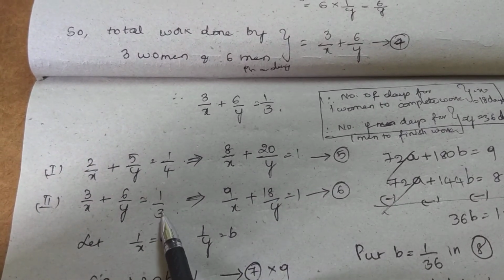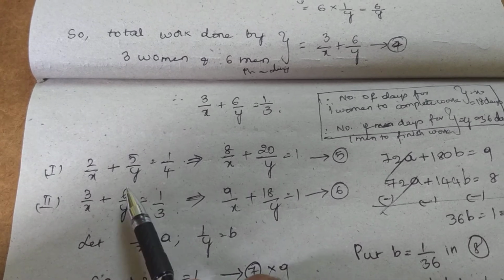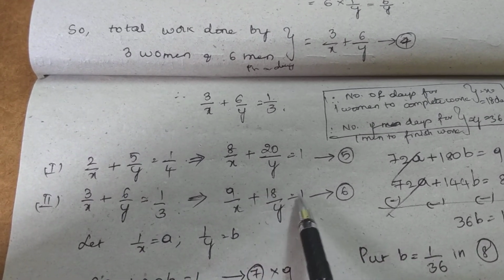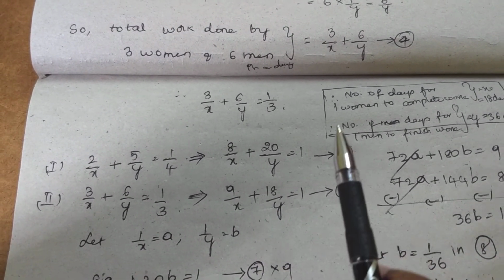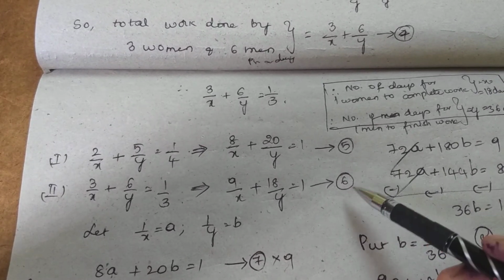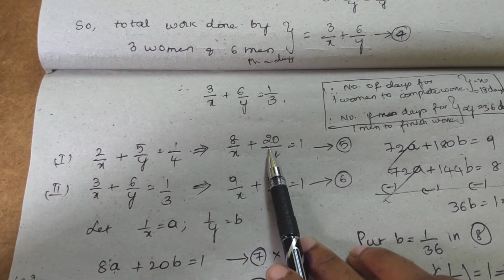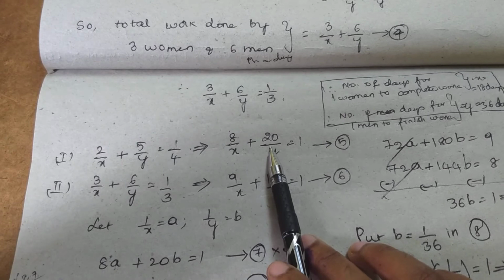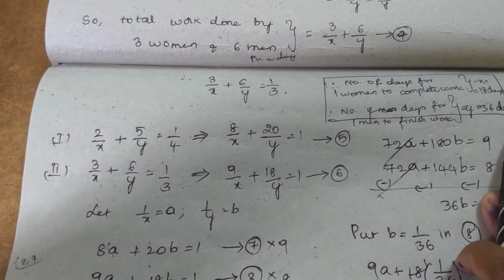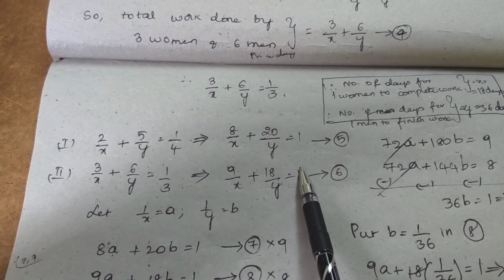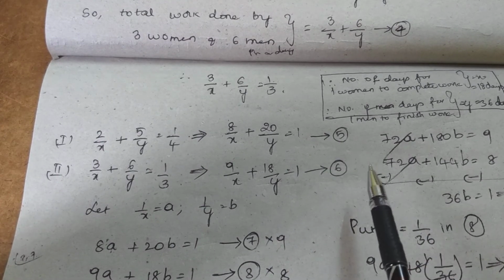Again, 3 into 3 is 9 by x, 3 into 6 is 18 by y. 9 by x plus 18 by y equals 1. So from this we got the two equations. Here I have written it directly, but in the exam you have to write it step by step. Here, solving these two equations, we have done this kind of problem before.